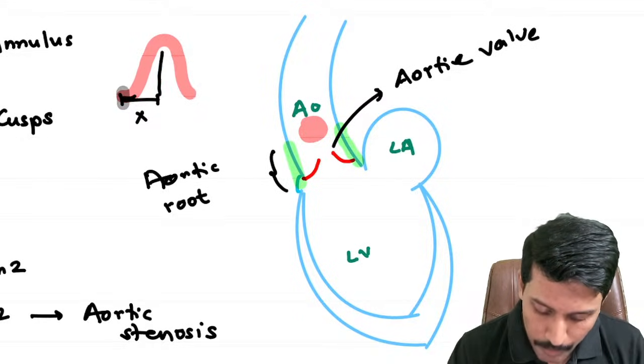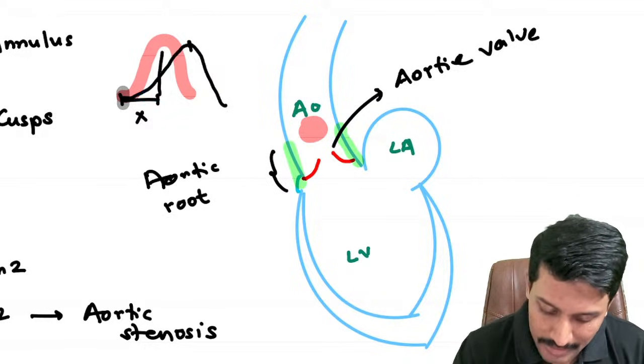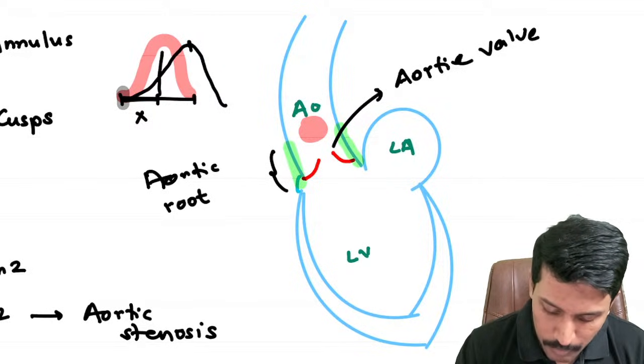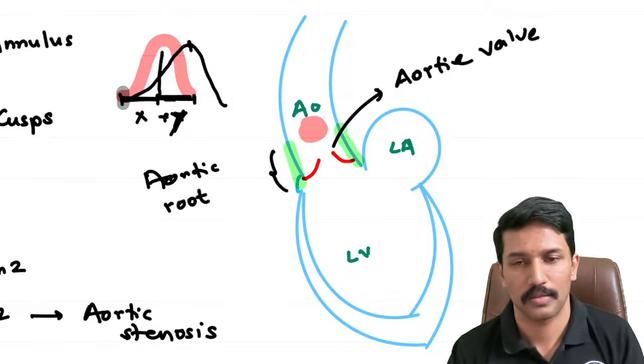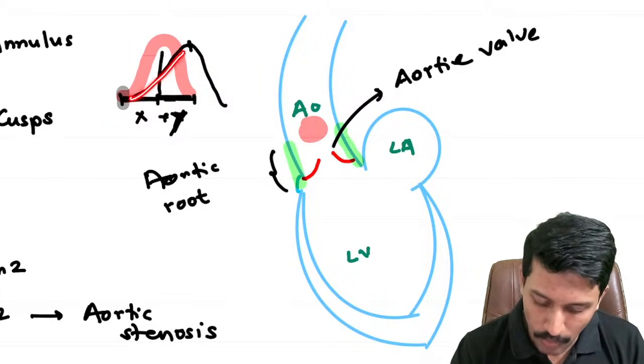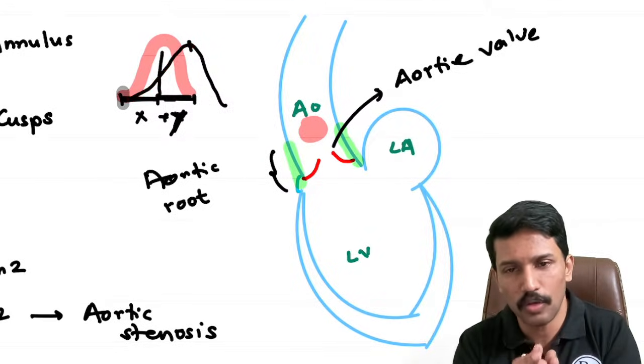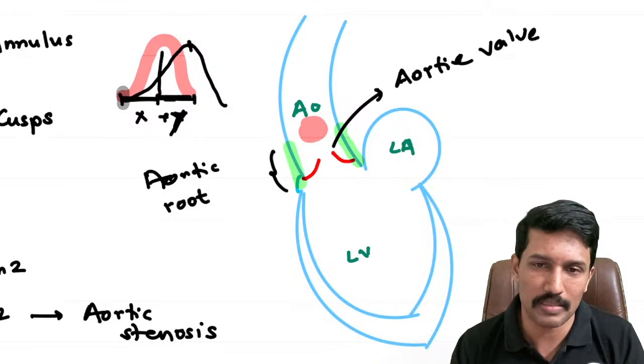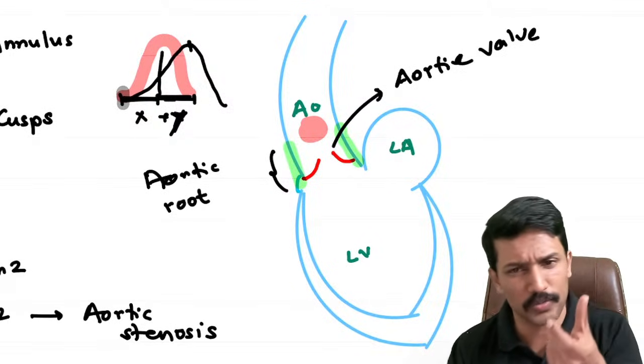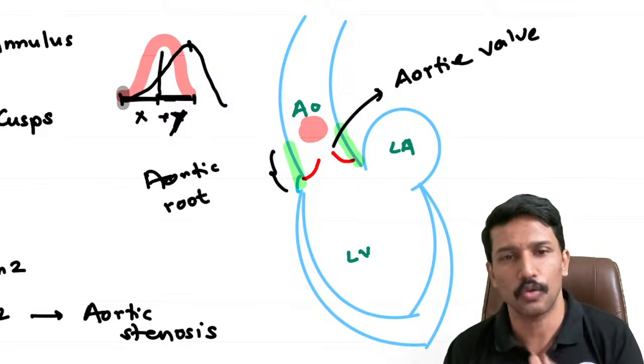So the peak will not appear at the regular time. The peak will become small, plus it will appear late. So it has now taken X plus this Y amount of extra time. The peak now is small and late. That small, late peak pulse is what we call pulsus parvus et tardus. Parvus means small. Tardus means slow.